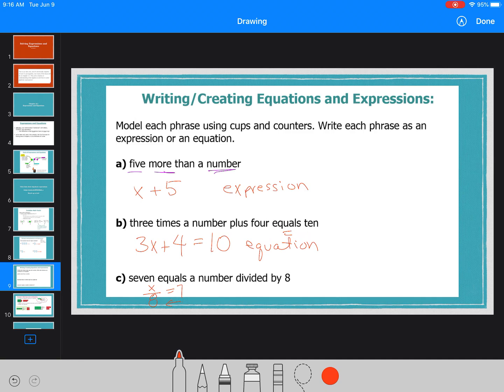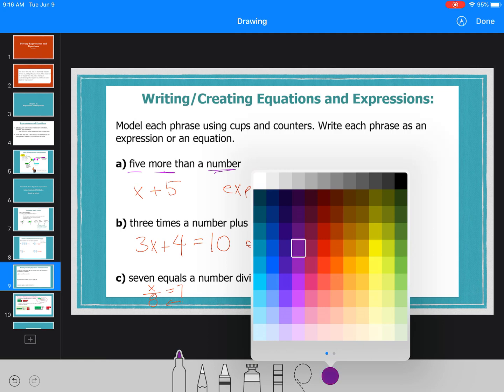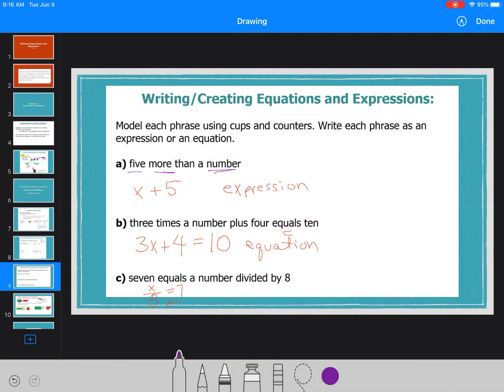Okay, so if we were using cups and counters, because that's what it was asking as well. So if the cups are the unknown and the counters are a constant, if I'm looking at this expression here, I'm going to say, okay, my unknown, I have like a cup, my best cup drawing, plus 5 counters.